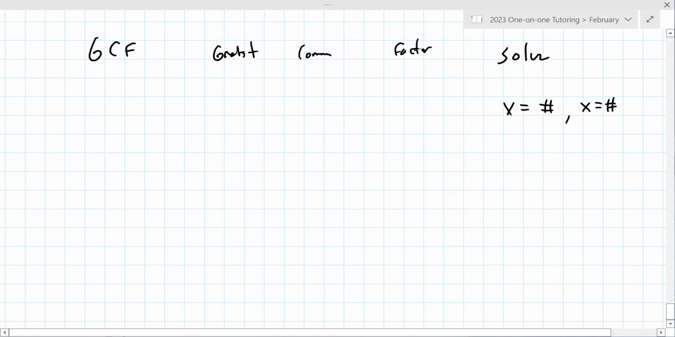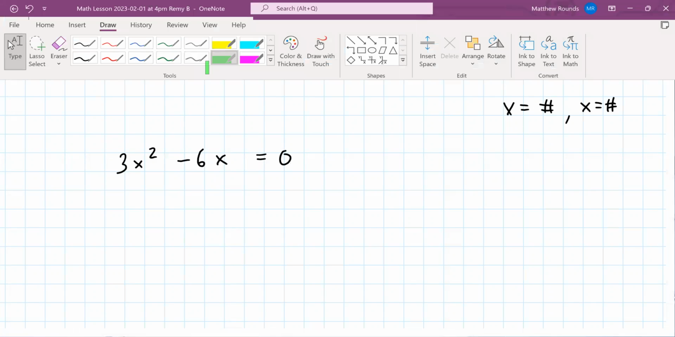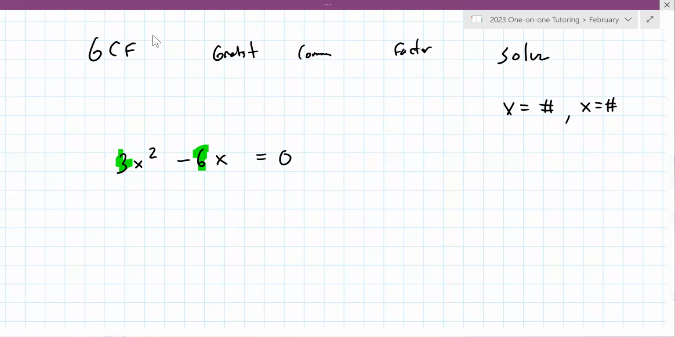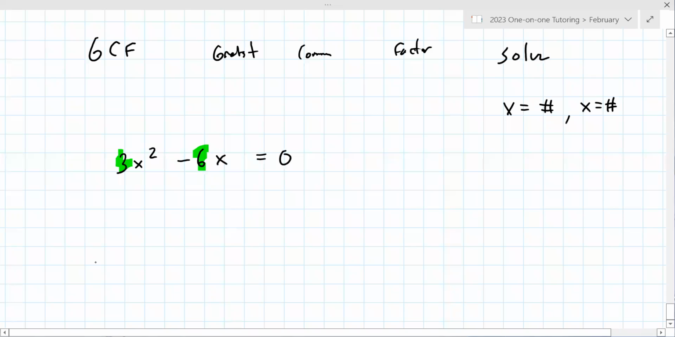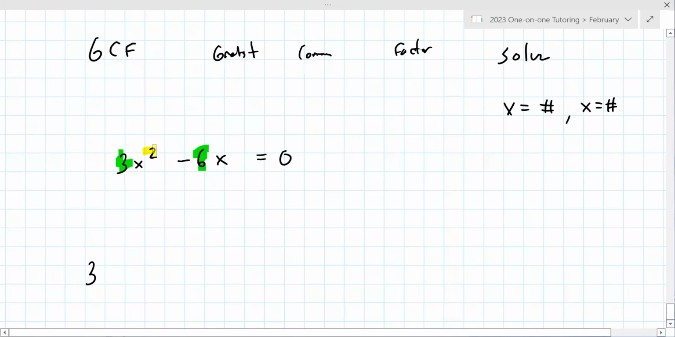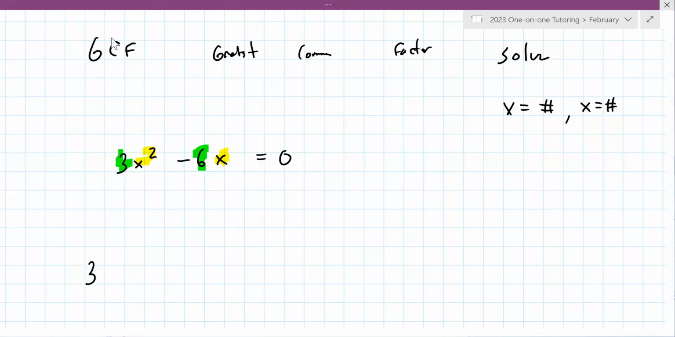Okay. So let's look at one here. 3x squared minus 6x equals 0. I want you to focus on the numbers. Is there a number that goes into both 3 and 6? Yeah, 3. Good. Now you focus in on the variables and you look for the smallest exponent. What's the smallest exponent? 3 or 0.